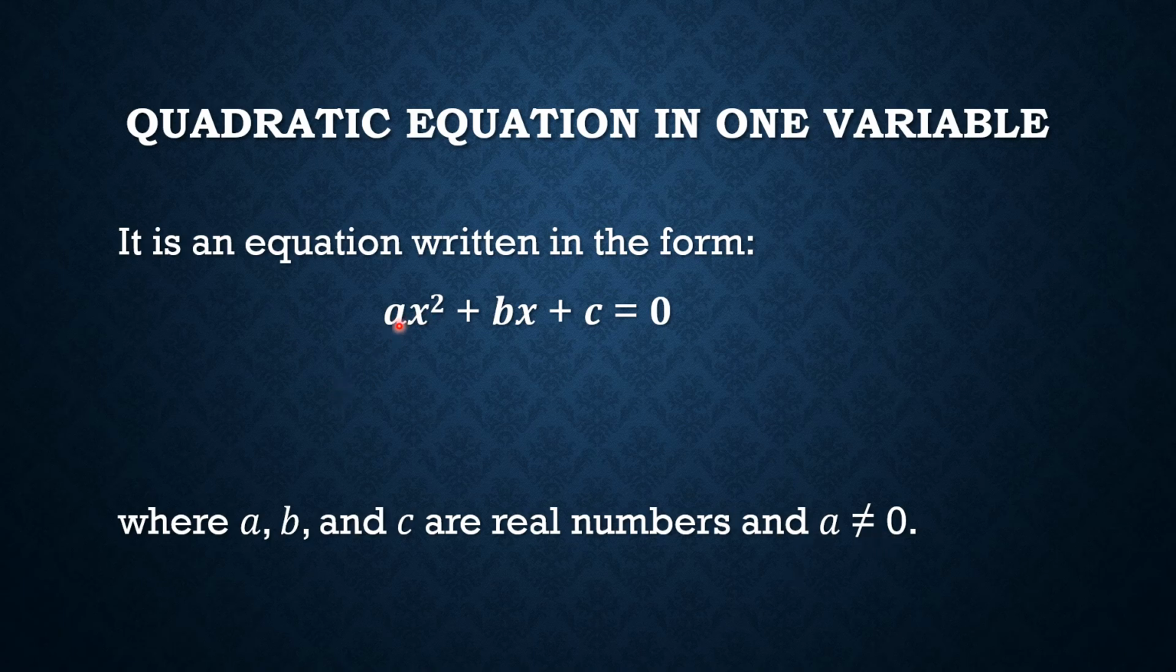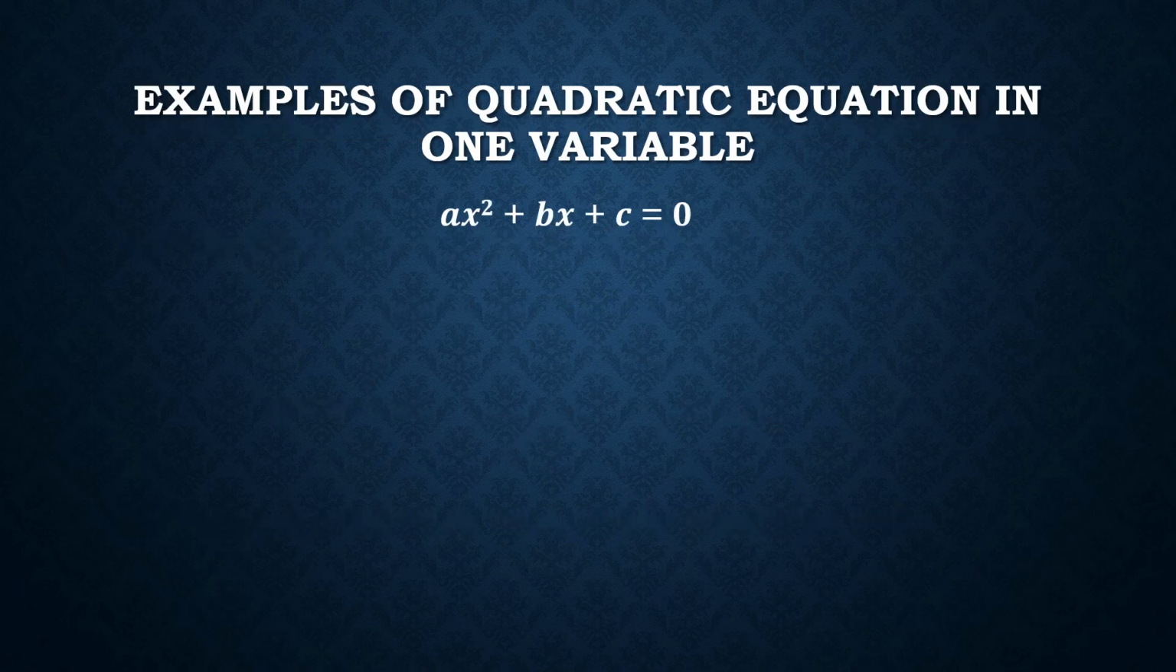It is because if a is 0, alam natin na kapag minultiply yan kay x squared, ang sagot ay 0. And this will no longer be a quadratic equation, but a linear equation. Okay, so take note of the definition that a quadratic equation is of degree 2, meaning the highest exponent must be 2. This is called a quadratic term, ax squared. Bx is what we call a linear term, and c is what we call a constant.